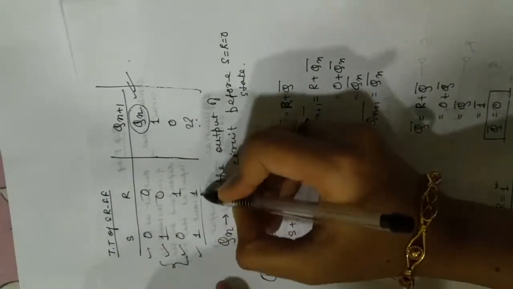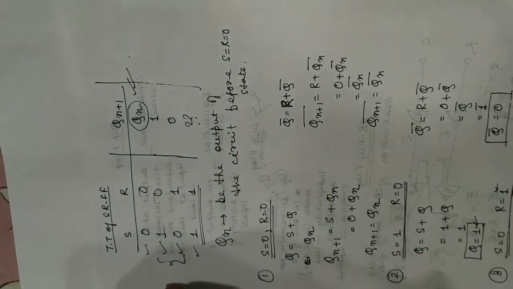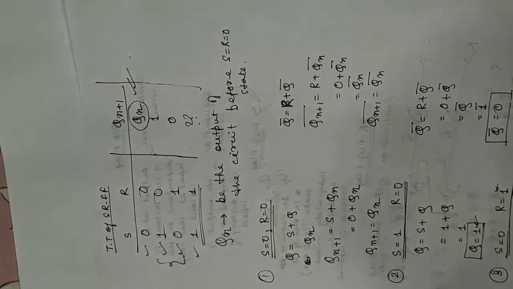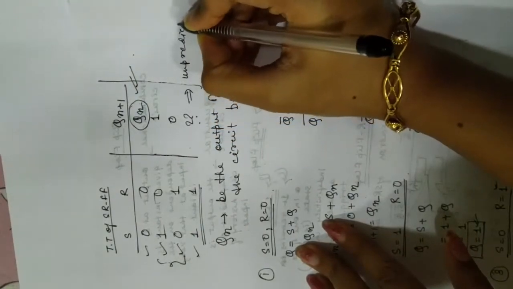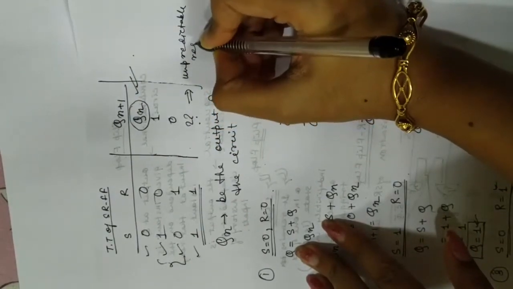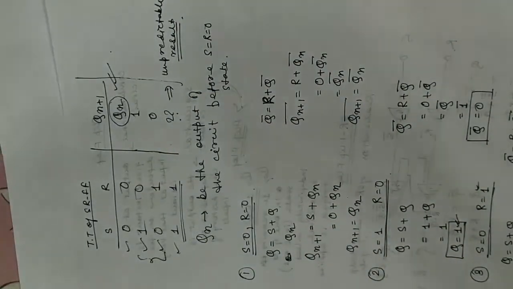But this stage (S equal to 1, R equal to 1) is not allowed because we have seen a contradiction happens and Q will tend to be 1 and 0 simultaneously. So that stage is not allowed because it will give you an unpredictable result. Okay, so this is all you need to know about an SR flip-flop, right?